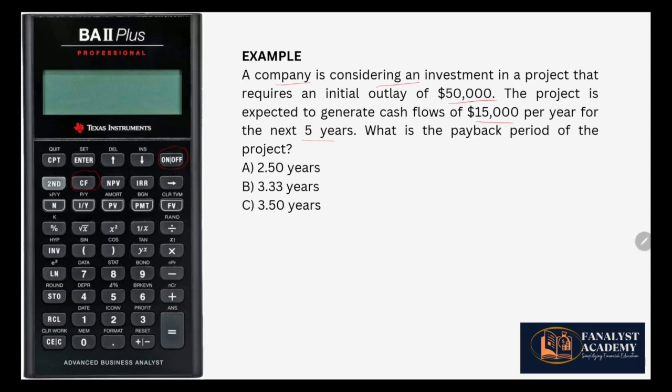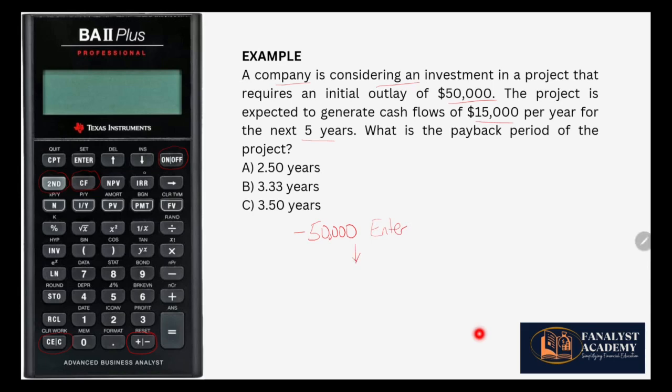So the first thing we need to do is to clear that memory, just in case we have something previously there. So we'll press second function, we'll press CLR WRK. Once we have cleared the memory, we can now go ahead and start inputting our numbers. So CF0 is the initial outlay. So we are going to type 50,000. But since this is an outflow, we need to put a negative to it. So we'll press this negative here, plus or minus. Then we'll press enter. Once we do that, the calculator will show us CF0 equal to minus 50,000.